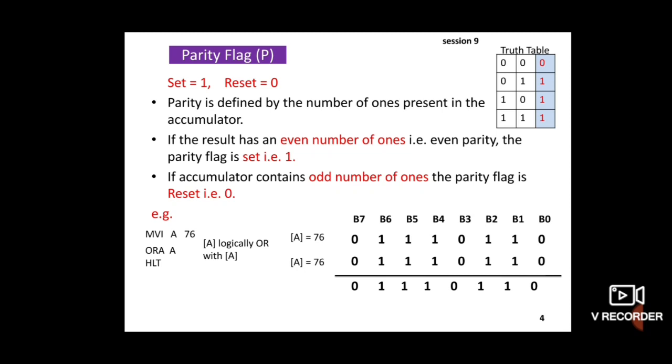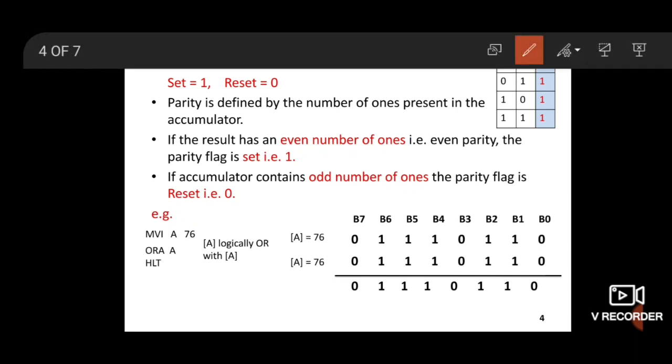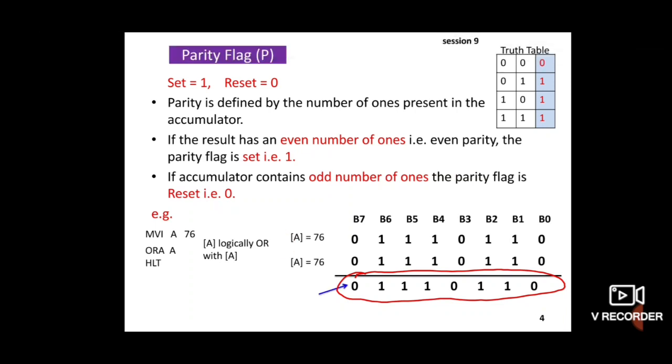Now what is the parity flag? If an even number of ones, then the parity flag is set, and if an odd number of ones, then the parity flag is reset. Now what is the result after this ALU operation? After the execution of this instruction, how many ones are in the result? See here, 1, 2, 3, 4, 5. These are the result after executing the ORA instruction. Then 5 means odd number. So is the parity flag set or reset?